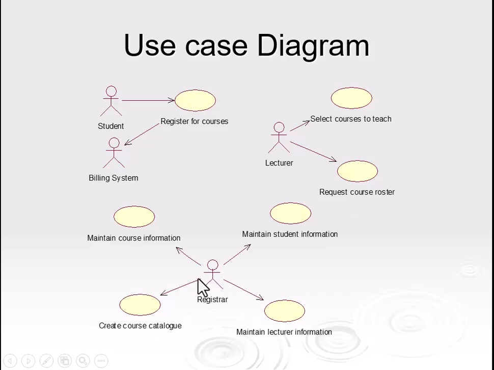Similarly, the registrar is an actor, and there are four use cases associated with this registrar: maintain student information, maintain lecturer information, maintain course information, and create course catalog. So this means we have four main user requirements here. Here we have two user requirements, and here only one user requirement, and two actors are dealing with that one requirement. We will not leave it here; in documents we will describe each use case. The detailed functionalities will then be added in the respective table.